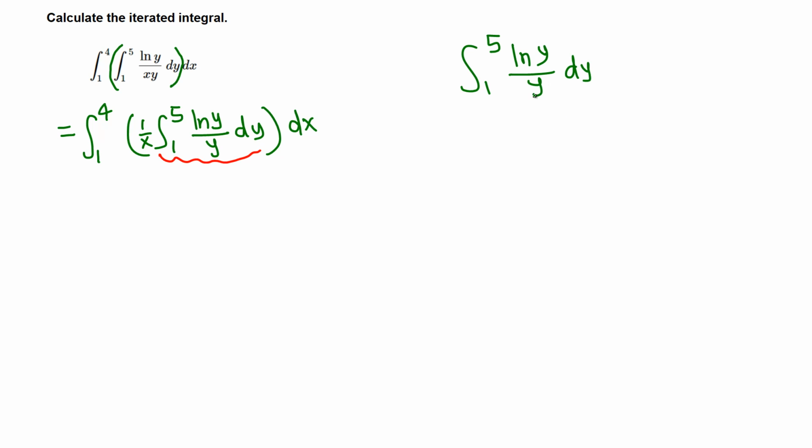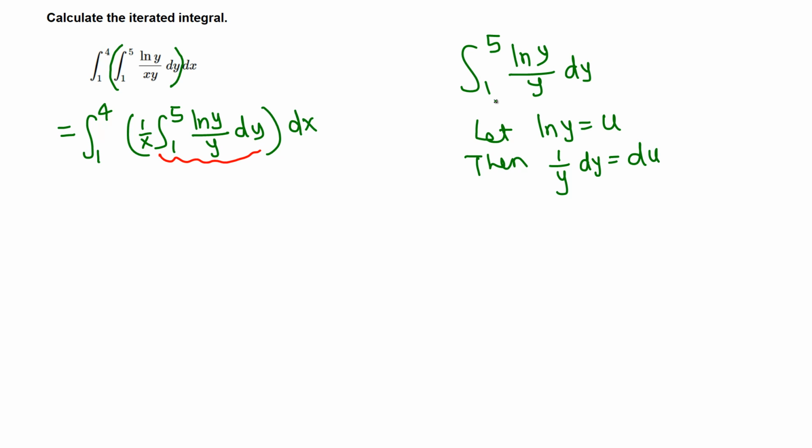We got a fraction and there is no quotient rule, so we need to do some type of substitution. Ln y is more complicated, so we let u be ln y, and the derivative of ln y with respect to y is 1 over y. That's what we have here. So let u equal ln y, then the derivative is 1 over y dy equals du, so I will write dy over y equals du.